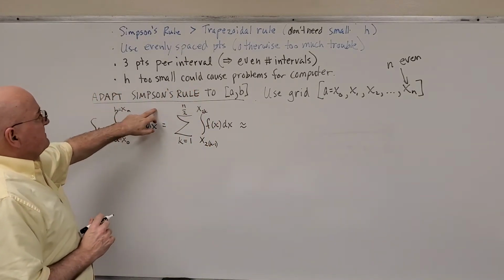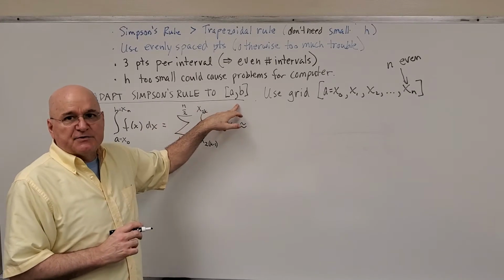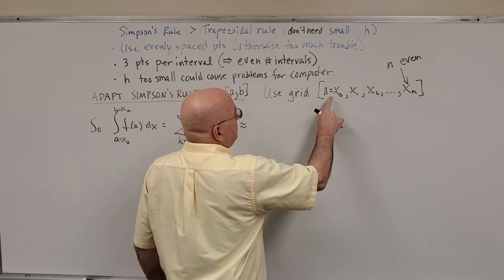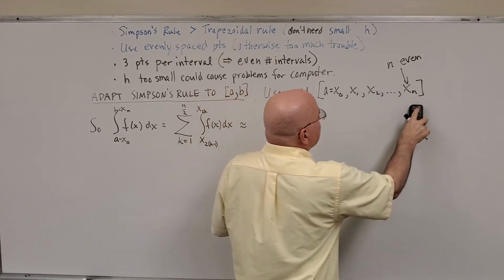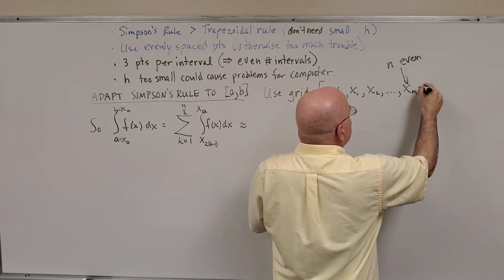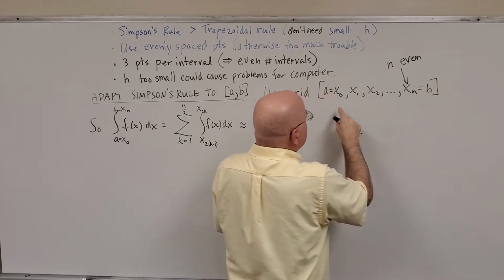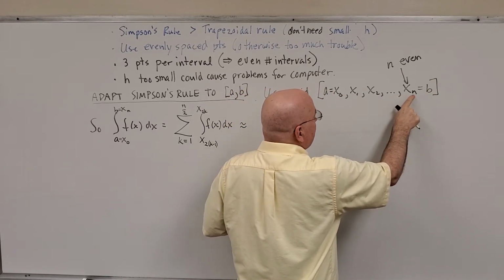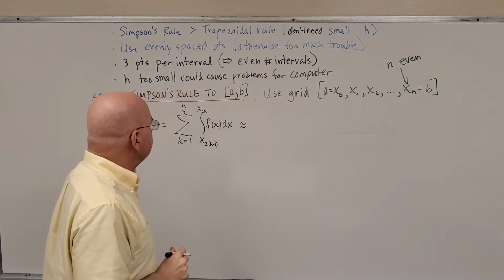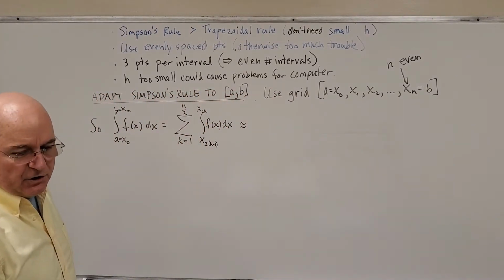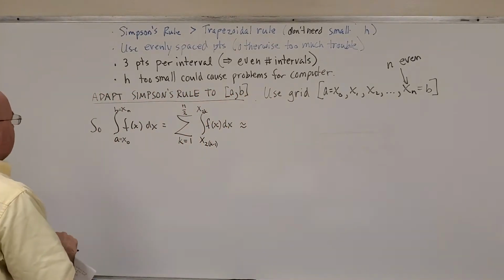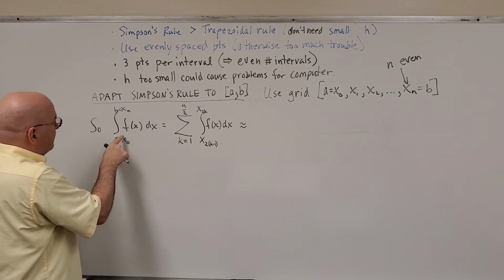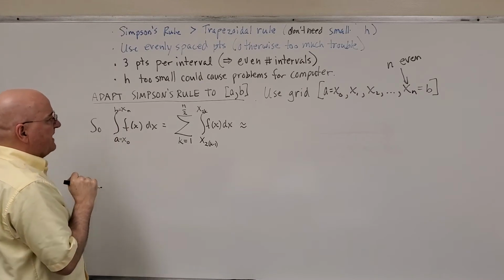Okay, let's adapt Simpson's rule to just a generic interval from A to B. These are the grid points. A is always the left endpoint. B is always what we call the right endpoint, but we can refer to them as x0 and xn. So x0 up to xn, where n has to be an even number. Well, let's take a look at what the integral is. We want to go from A to B, or x0 to xn of f of x dx.